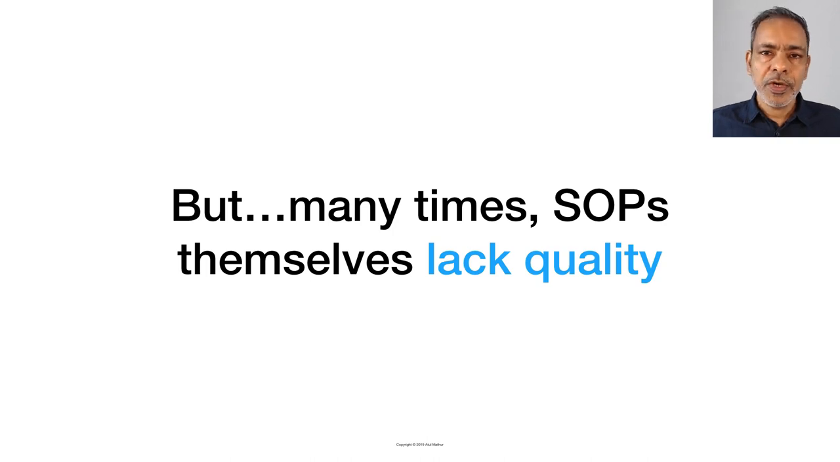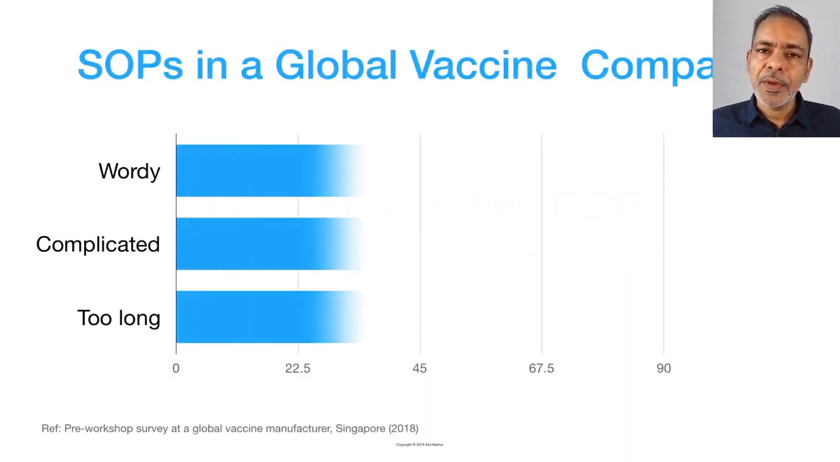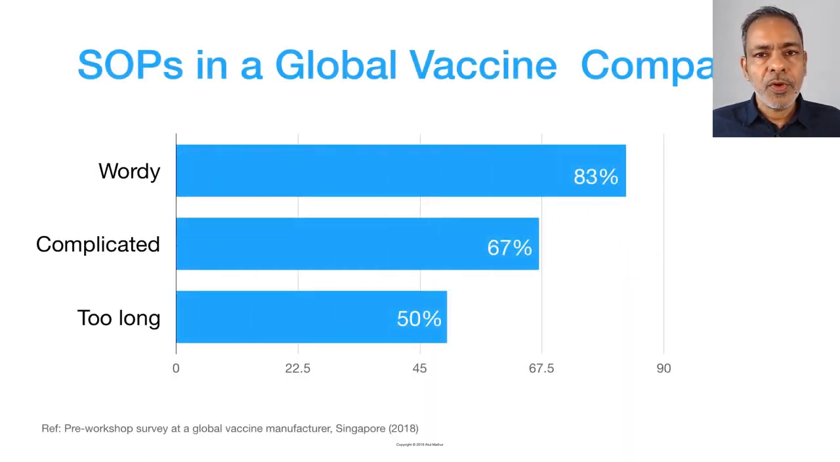So what kind of quality problems? When I conducted a pre-training survey among the participants from a global vaccine company, majority of the participants, 83% said SOPs were wordy. They had too much text. 67% said SOPs were complicated, difficult to understand. And 50% said SOPs were too long.